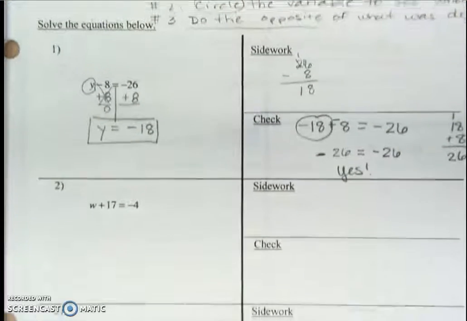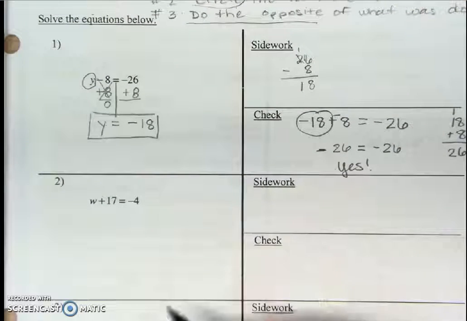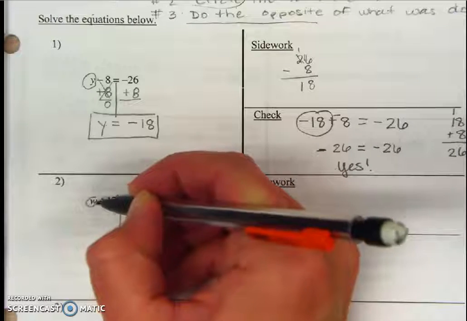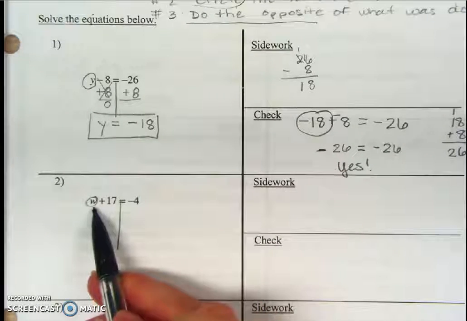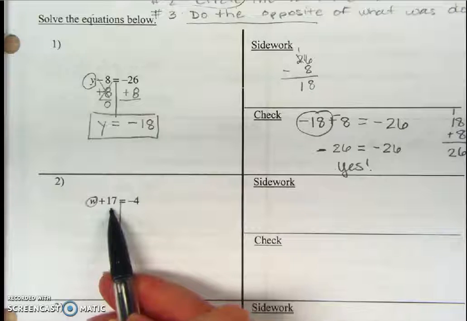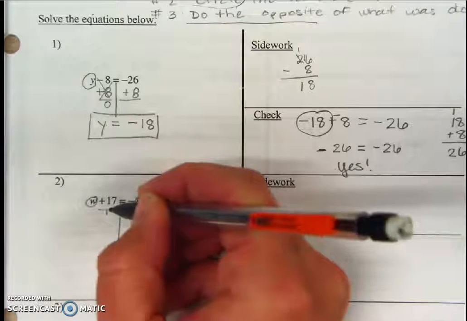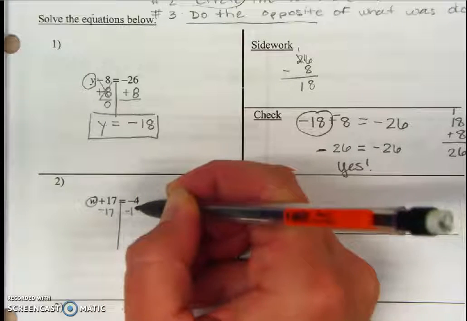We're going to move a little bit faster through it now. Remember our steps. Draw the line, circle the variable. What's next to the variable is a plus 17. The opposite of plus 17 is minus 17. We have to do that on both sides.